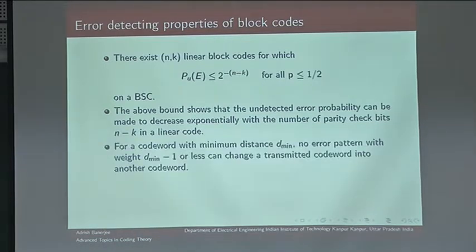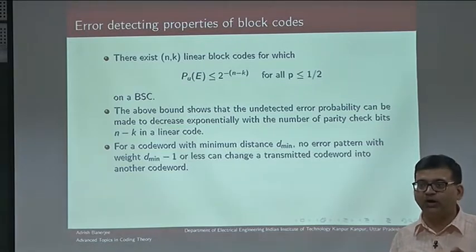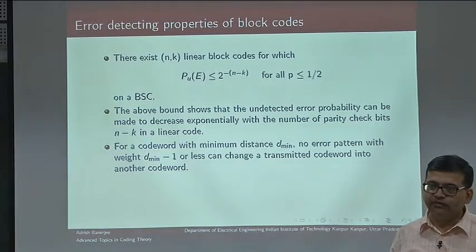Now, we have defined the minimum distance of a code. Let us see how the minimum distance of the code determines how many errors we can detect. For a code with minimum distance d min, no error pattern of weight d min minus 1 or less can change a transmitted code word into another code word. So if the minimum distance between two code words is d min, any error pattern of weight less than or equal to d min minus 1 is not going to change it to any other valid code word. Do you agree with this?